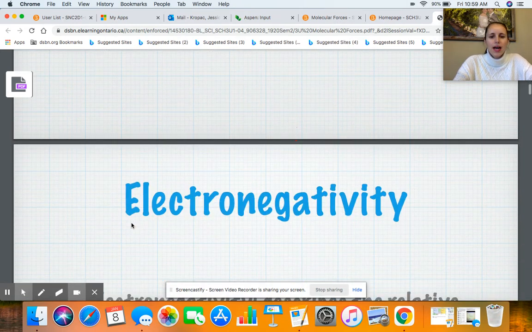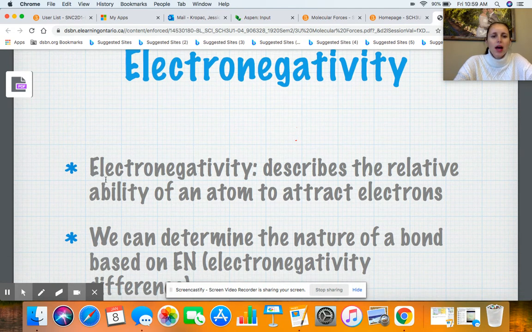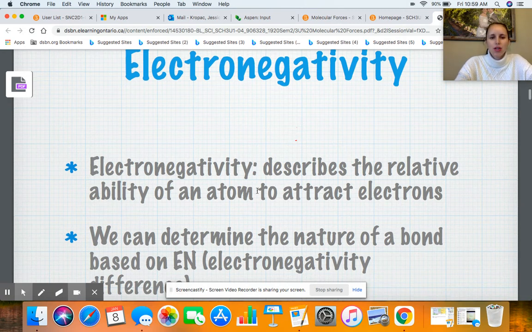All right, a little bit of an important thing to understand, and we've already talked about it once, but I want to bring it up again. That's electronegativity. So just a reminder of what the definition of electronegativity is. Electronegativity describes the relative ability of an atom to attract electrons. So if an atom has really high electronegativity, it is likely to attract electrons. If an atom has a really low electronegativity, it is likely to lose electrons. So we talked about that in periodic trends.